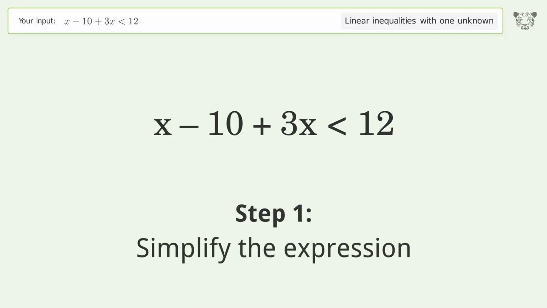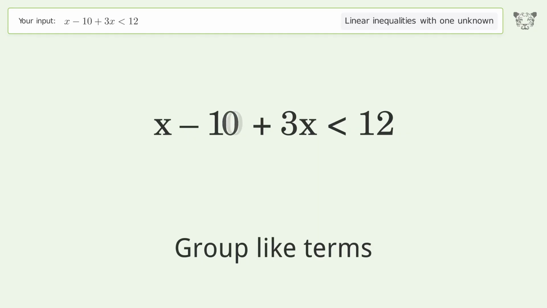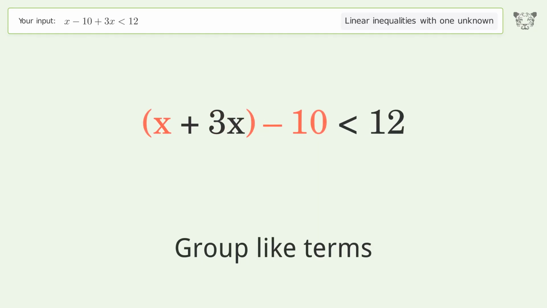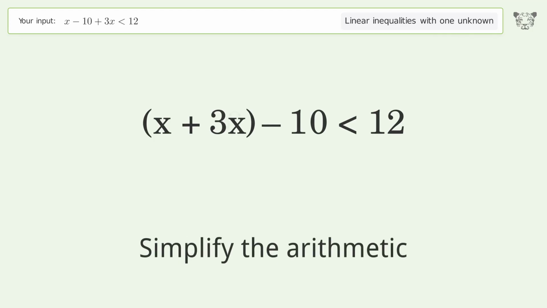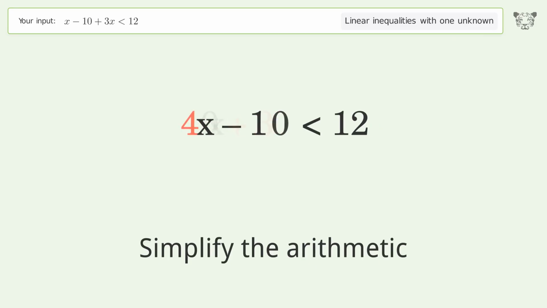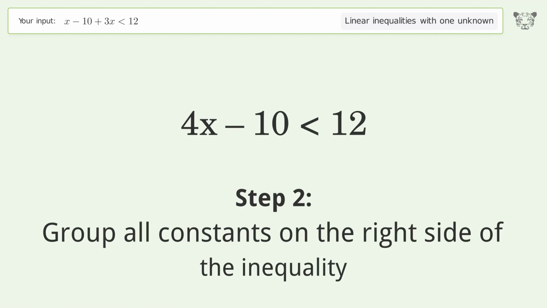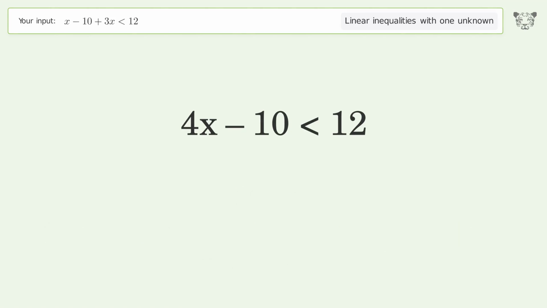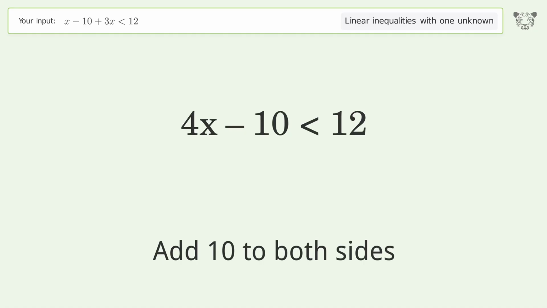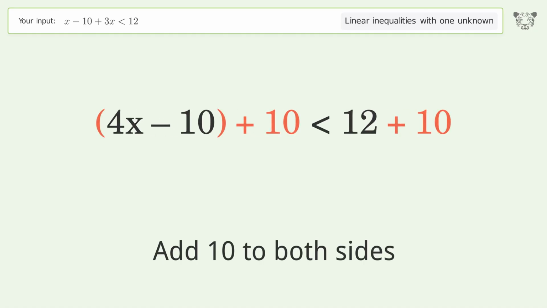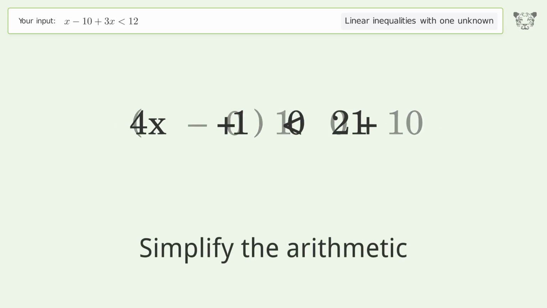Simplify the expression. Group like terms. Simplify the arithmetic. Group all constants on the right side of the inequality. Add 10 to both sides. Simplify the arithmetic.